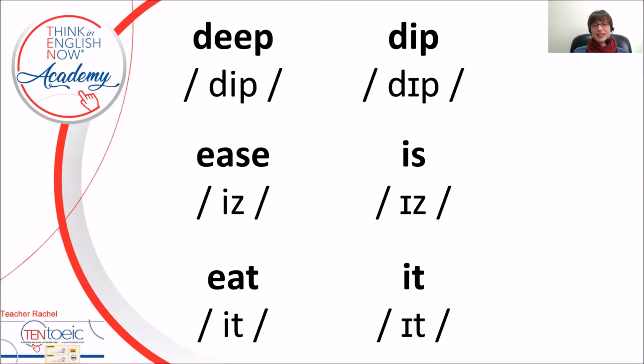Ease. Ease describes one definition of how we feel. If we're happy and calm, we're not stressed and we're not nervous. If we're happy and content, I am at ease. I'm calm. I'm at ease.